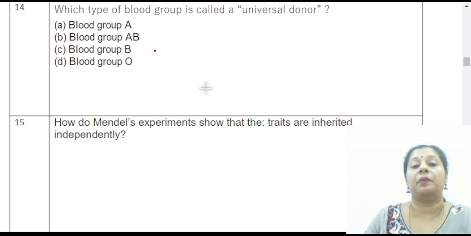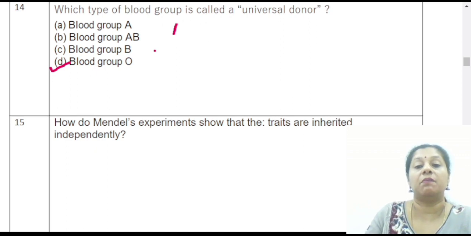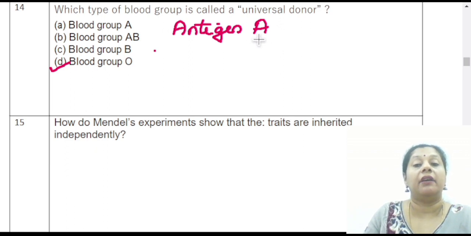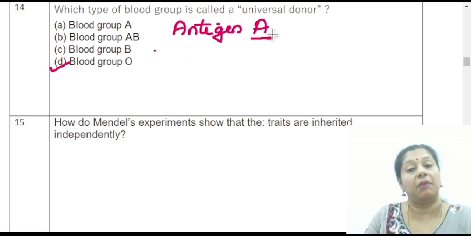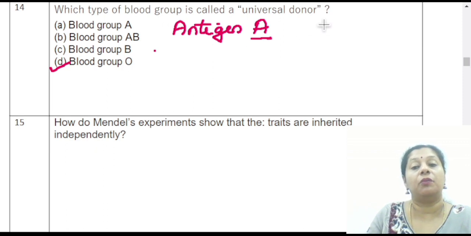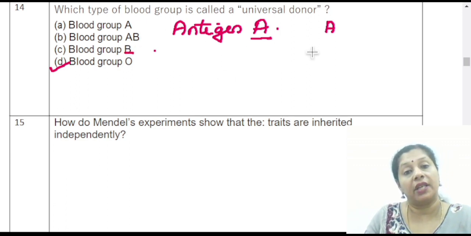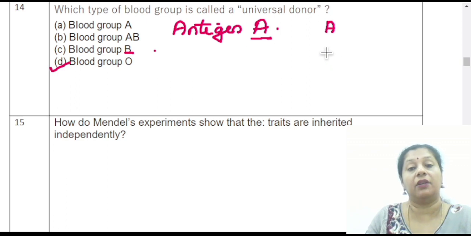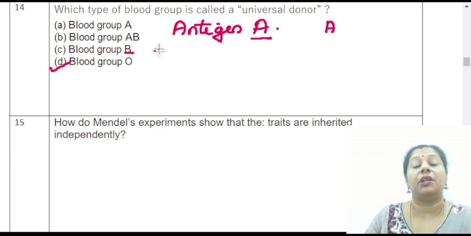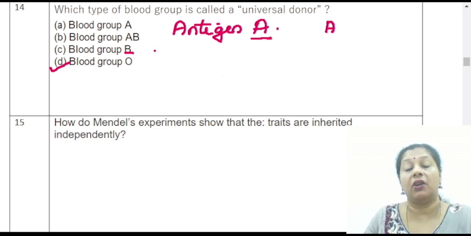Which type of blood group is called a universal donor? Blood group O is called a universal donor, because blood group is based on the presence of antigen on the surface of the RBC. If antigen A is present, it is A blood group, but if it is given to B blood group, antibody A from the B blood group will react with this. The same way, B blood group has antigen B, so if it is donated to A blood group or AB blood group, that antibody B will create a problem. And blood group AB has both antigens, so it cannot be donated to A or B or O; it can be given only to AB.